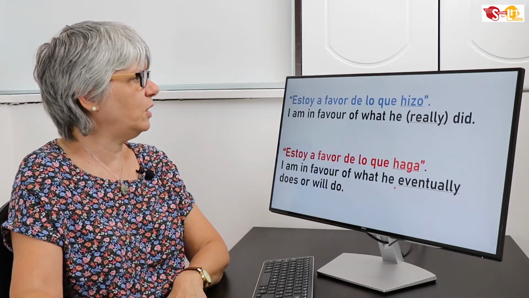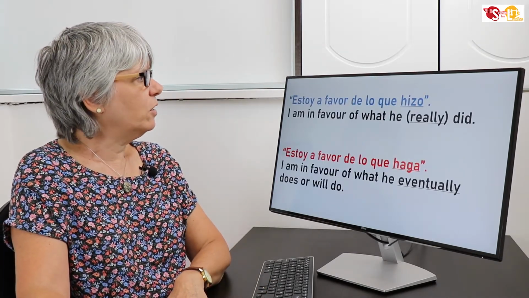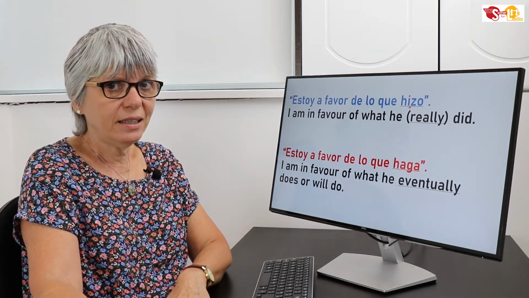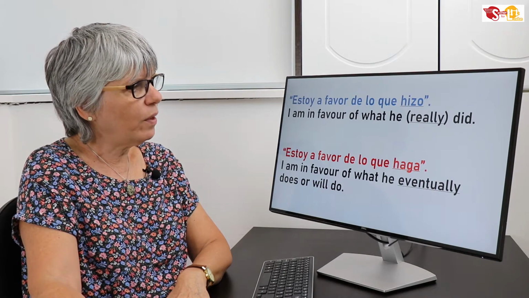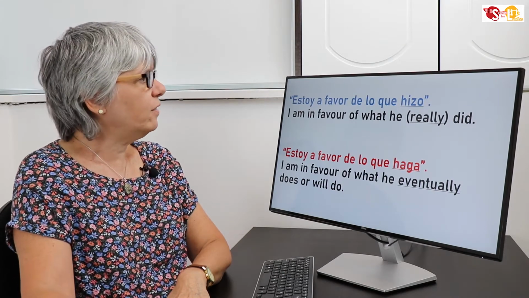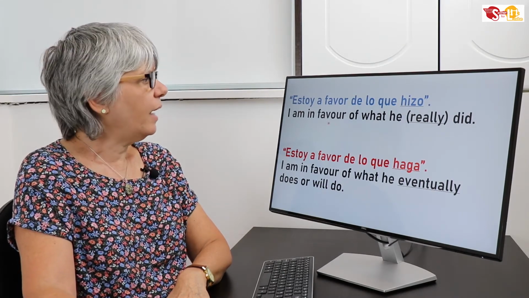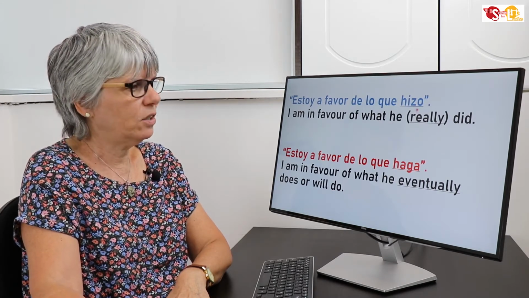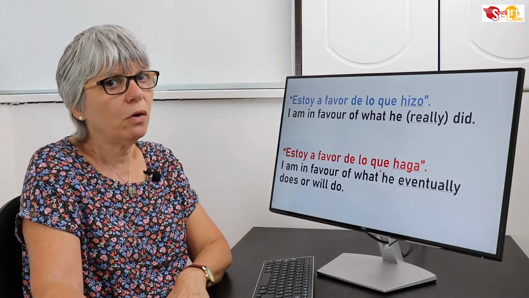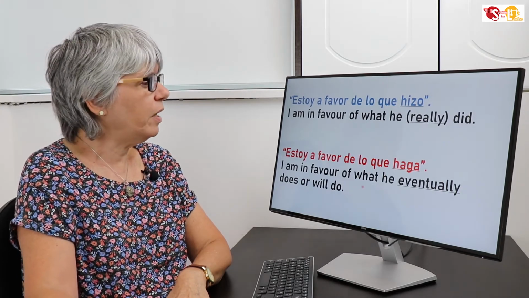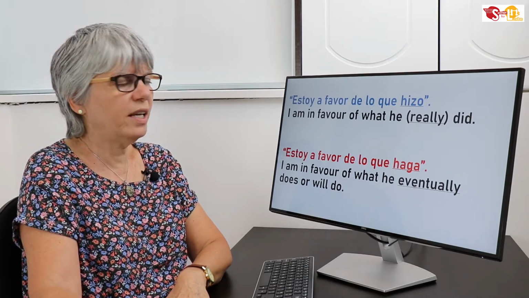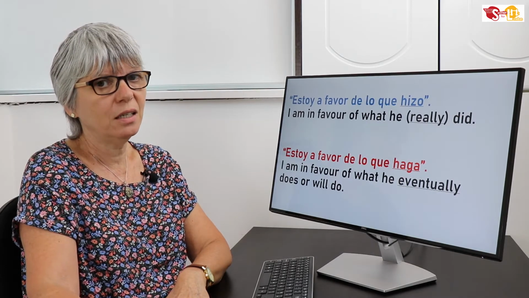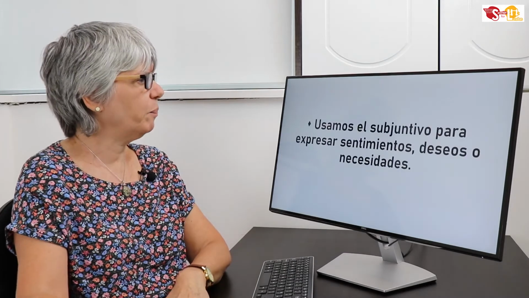Okay, let's continue. Again, two identical sentences, one with the indicative and another with the subjunctive. Estoy a favor de lo que hizo. I am in favor of what he really did. Indicative. Estoy a favor de lo que haga. I am in favor of what he eventually does or will do. Subjunctive. Do you see? The logic is the same.